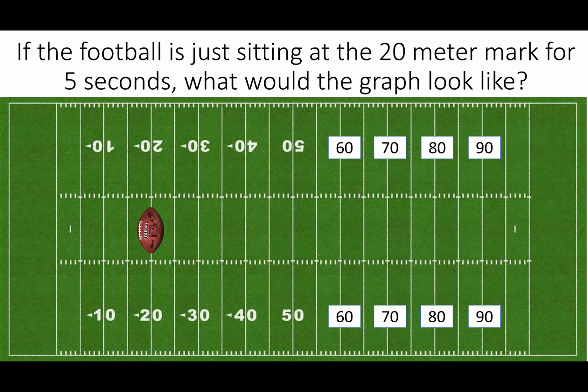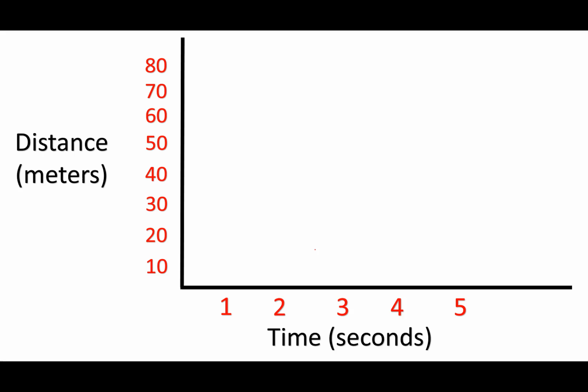So this video is about learning how to use position versus time graphs and how to make them. So let's say that the football is just sitting at the 20-meter mark for 5 seconds. Just sitting there. What would the graph look like? Just sitting and sitting and sitting. Nobody's doing anything. Well, this is what it would look like.